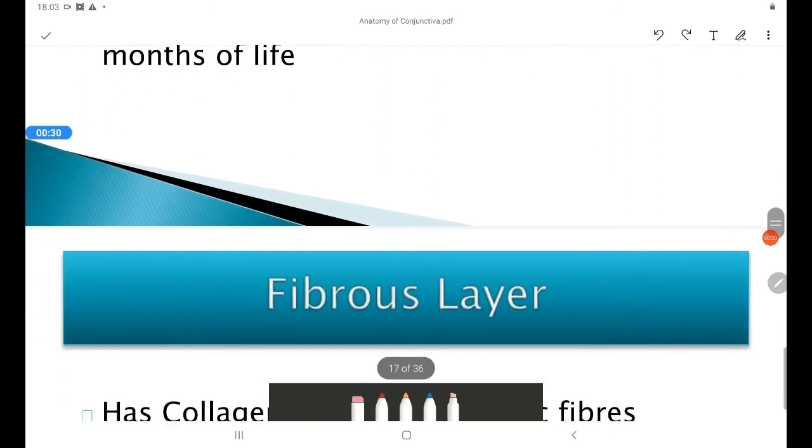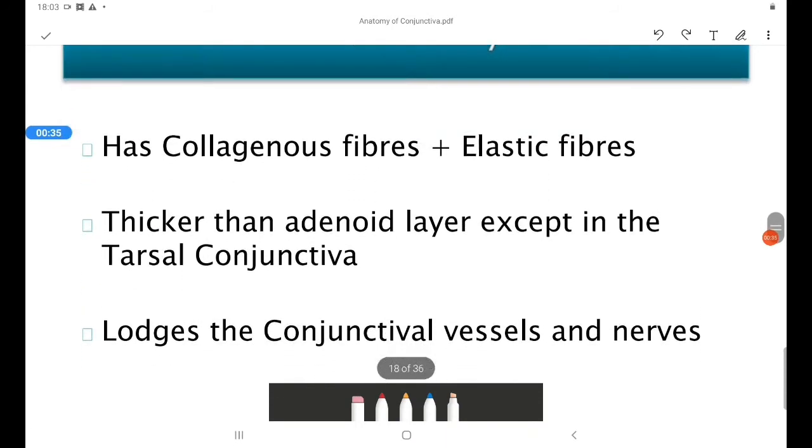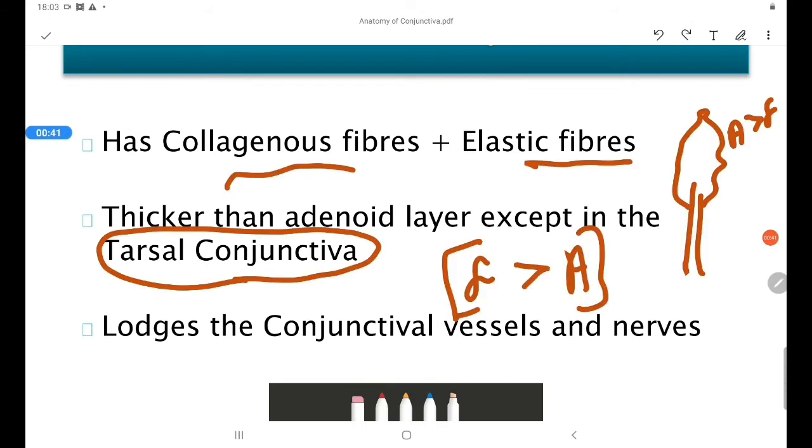Whereas the fibrous layers have both collagen as well as elastic fibers. They are thicker than the adenoid layer except at the area of the tarsal conjunctiva. So at the tarsal area, the adenoid is bigger than the fibrous layer. In all the other areas, it is the fibrous layer that is thicker than the adenoid layer. And more importantly, you should know that it is the fibrous layer which lodges the conjunctival vessels and nerves.